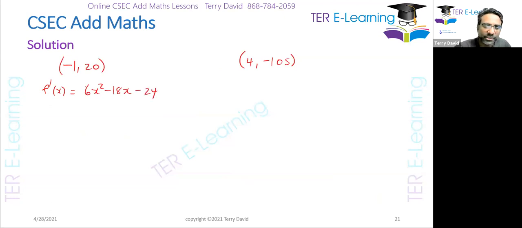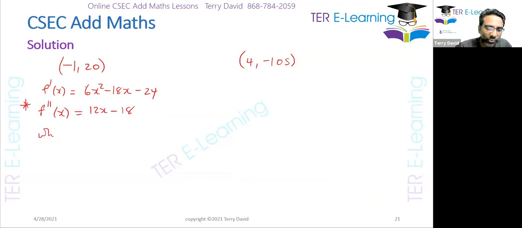So what I need to do is differentiate this another time. That's my second derivative, and when you differentiate 6x squared, you're going to get 12x minus 18. Now, this is what I'm going to use to determine the nature of my stationary points.